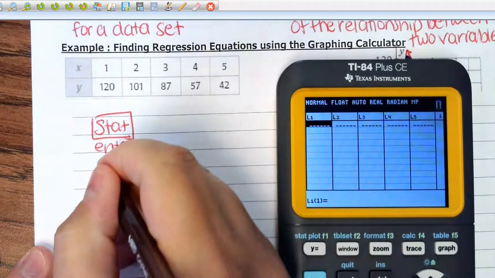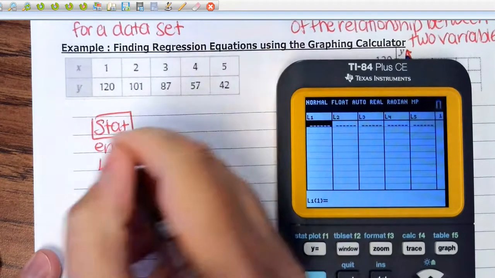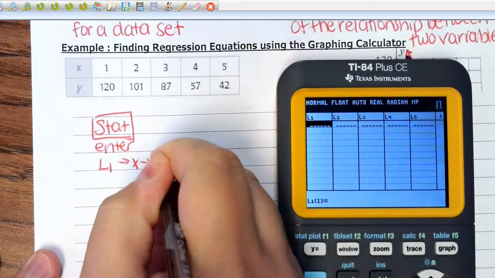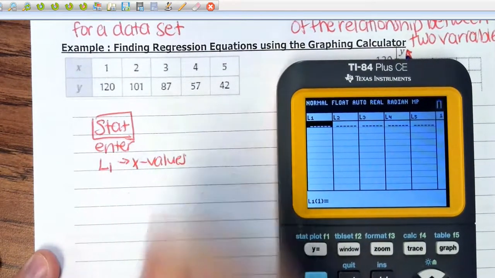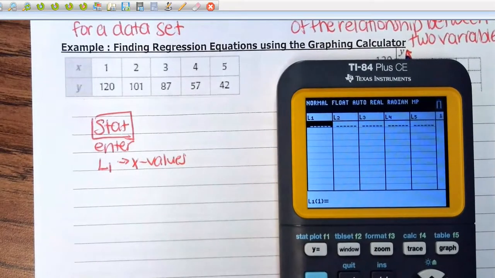Now, in L sub 1 there, this is where you want to put your X values. As you do this, I'm just going to type these X values. So I'm just going to type 1. After you hit each number, you have to hit enter, and then that'll take you down to the next line. So 1, 2, 3, 4, 5.